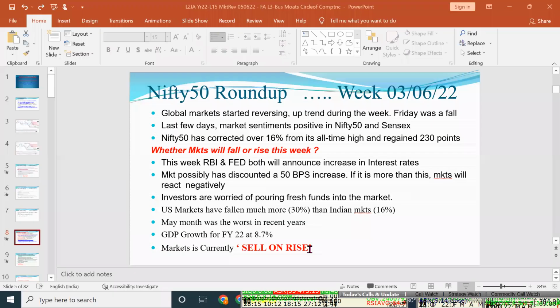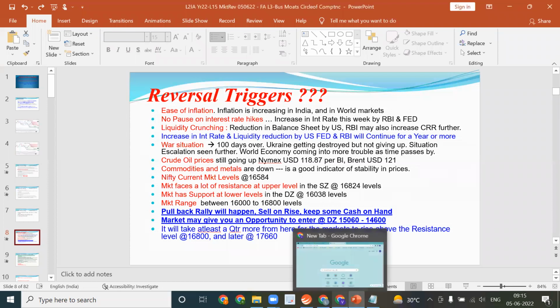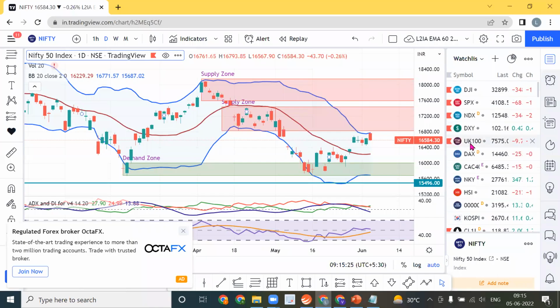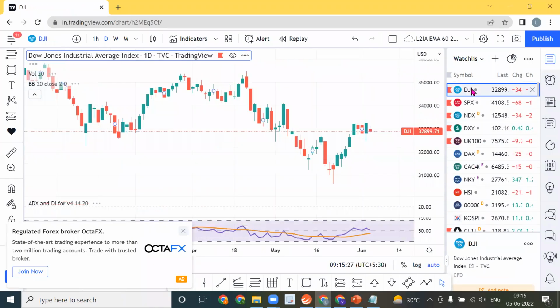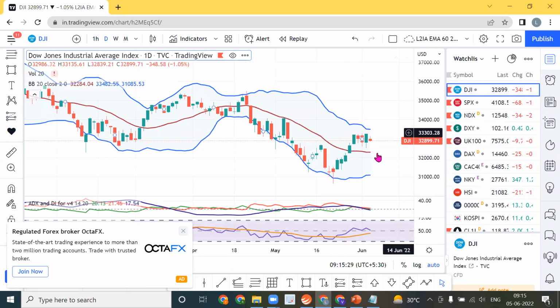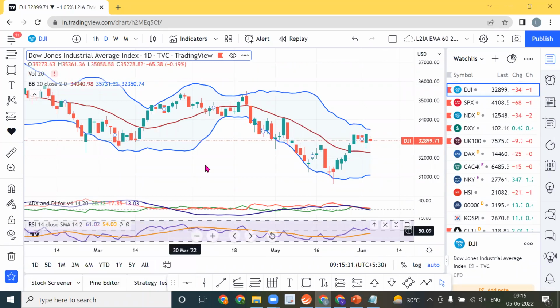What are the points of triggering? Before that, I will just go through the global events and we'll see how the global markets are behaving. So let's see the Dow Jones index. The Dow Jones index has started moving up. Okay, this is a day chart on TradingView. It has started moving up, and that's a positive sign.